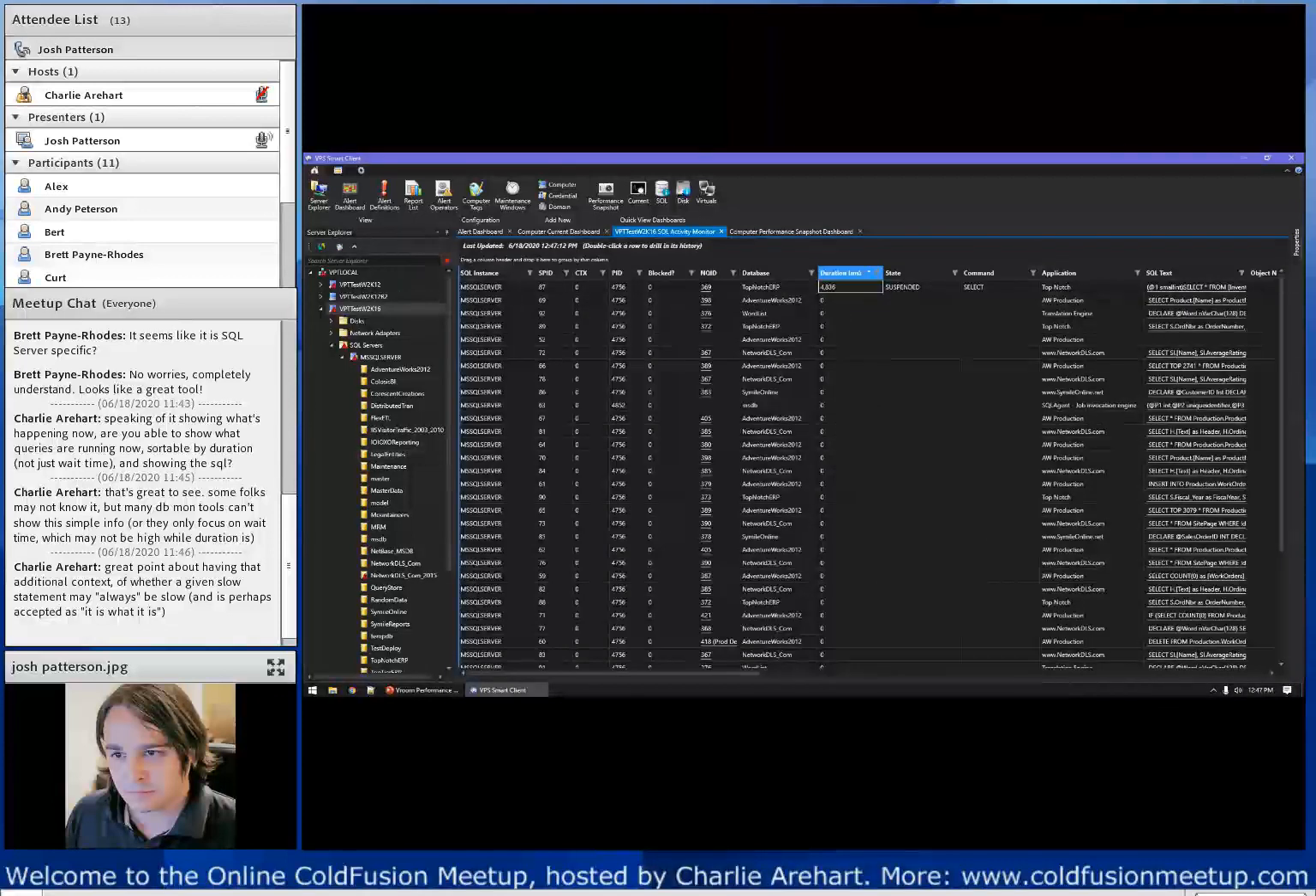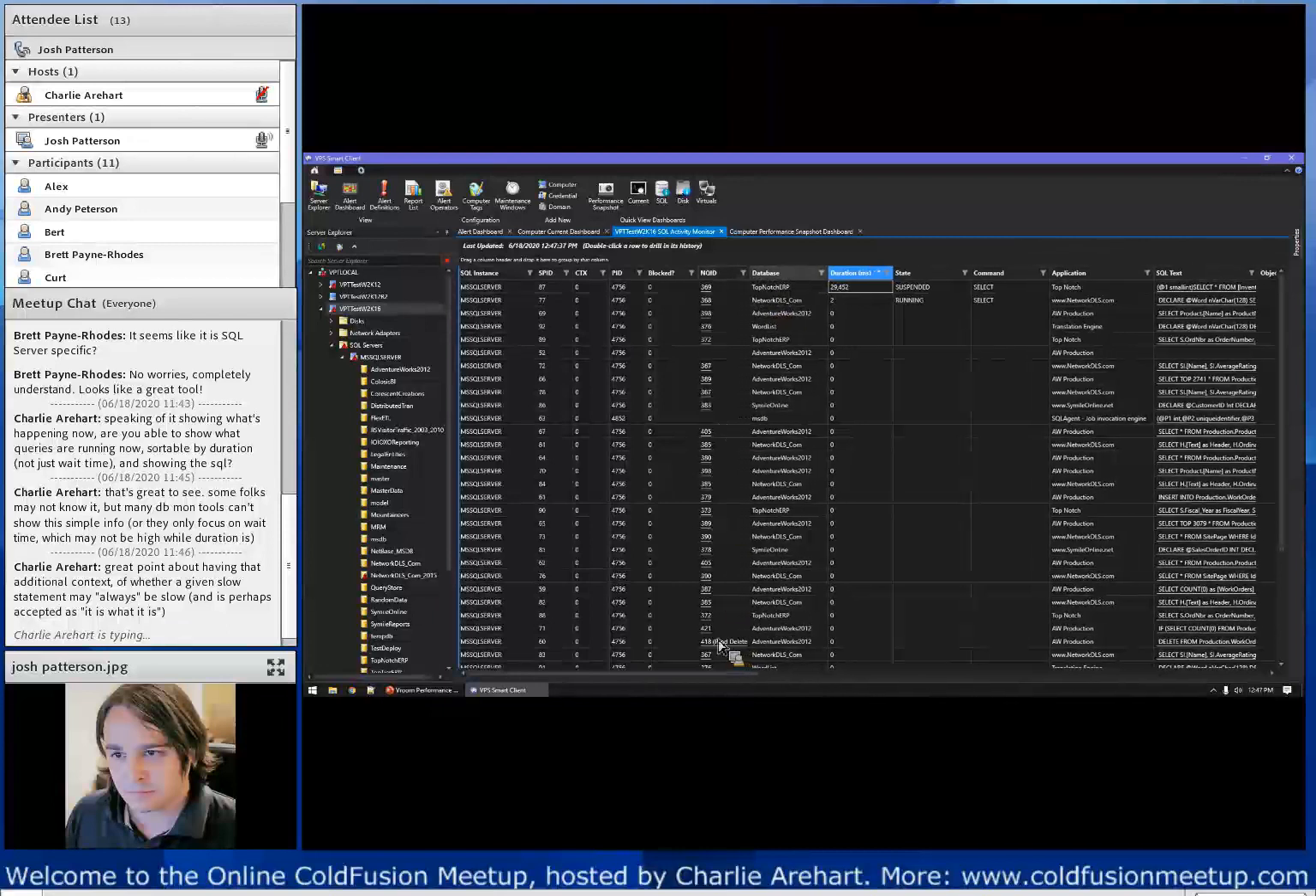So Charlie says a great point about having the additional context of whether a given slow statement would always be slow, and to perhaps accept it for what it is. Yeah, so we also have the ability to ignore SQL statements as well, if you just really do not want them bothering you anymore. We'll get into some of that. Yeah, we can do that. I'll leave it for another demo.